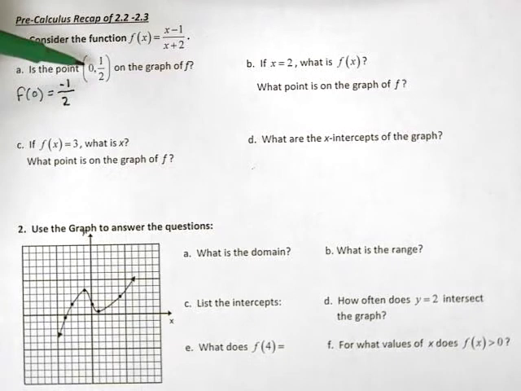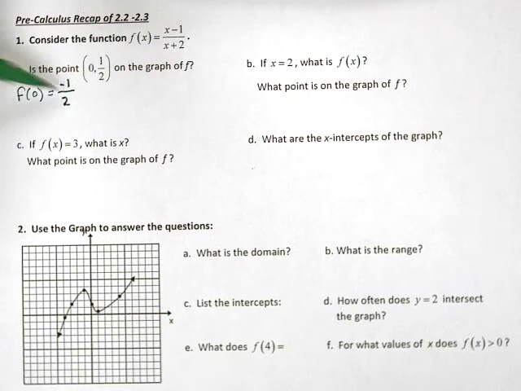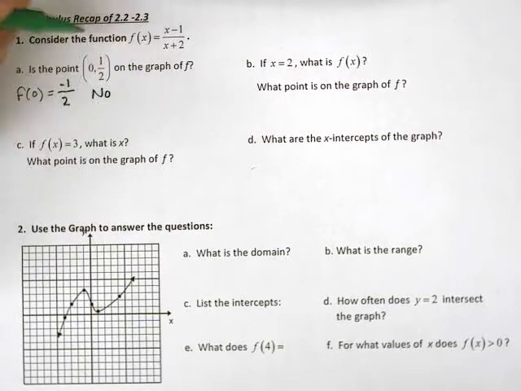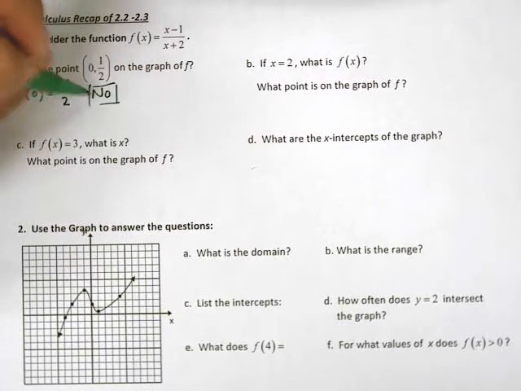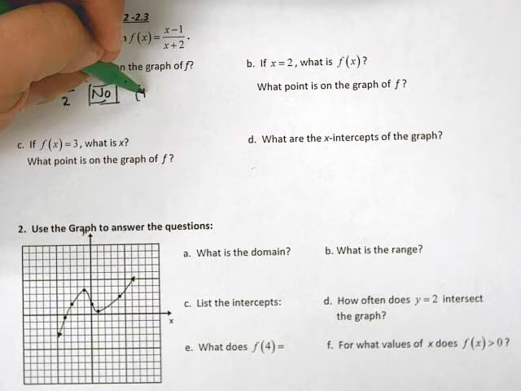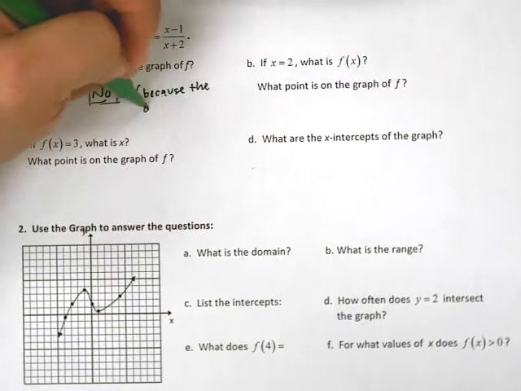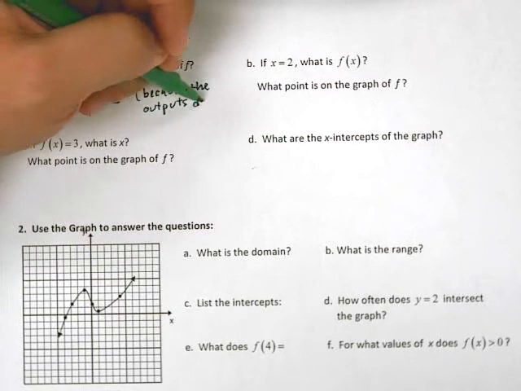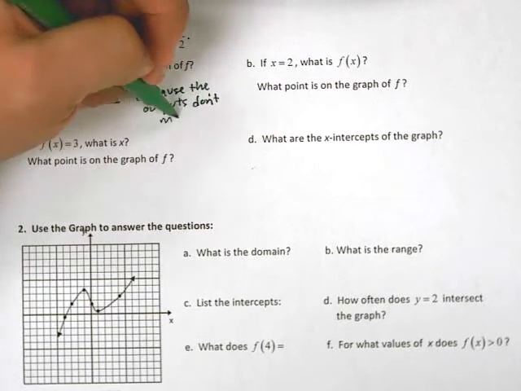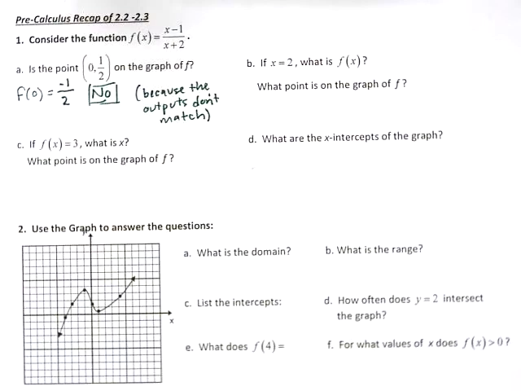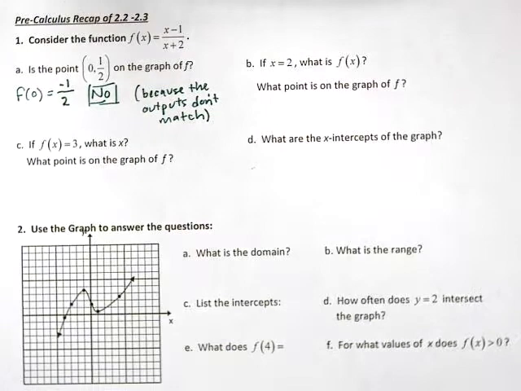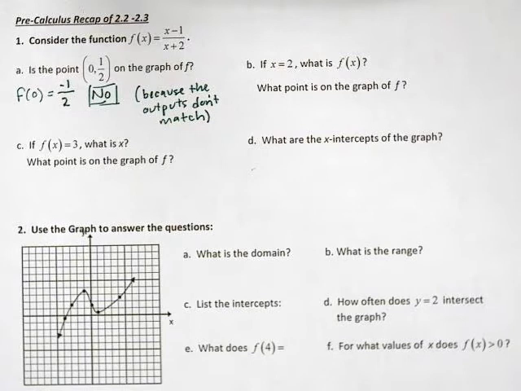Well, what do we see here? We want to know if the point 0, 1/2 is on the graph. This is telling me that on the function, a point would be 0, negative 1/2. So, no. Why? Because the outputs don't match. So that's kind of what we're looking for here. If we got 1/2 and that was 1/2, then yes, that would be a point on the graph.